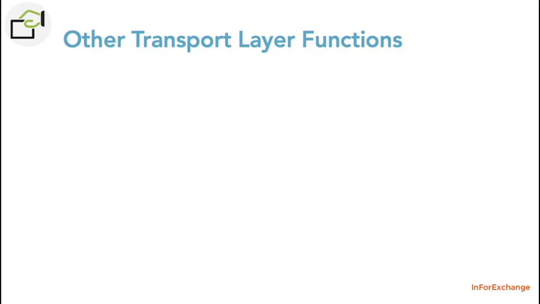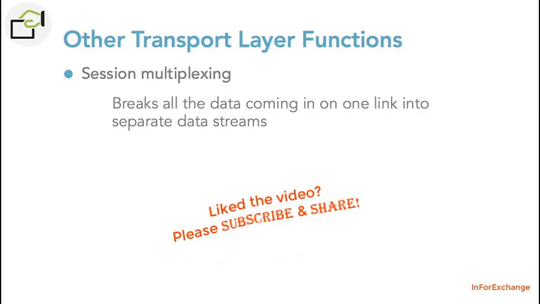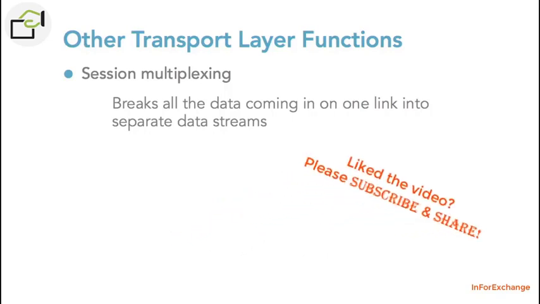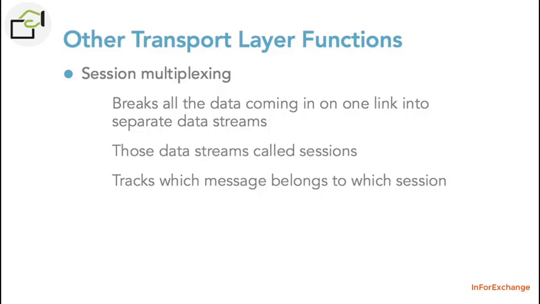The transport layer also handles session multiplexing. Basically, session multiplexing is the ability of the transport layer to break all the data coming into a certain link into separate data streams based on the higher level protocols that the data is intended for. Each one of these data streams that are generated based on the higher level protocols is called a session. Part of the transport layer's job is to keep track of which message belongs to which session.